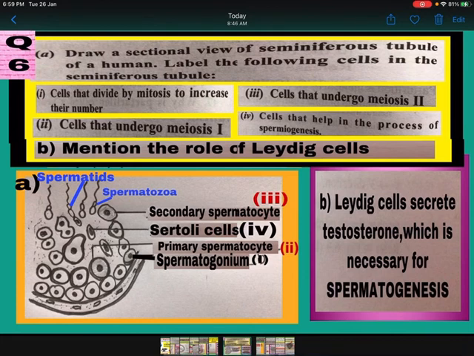Come to part B of the question. Mention the role of Leydig cells. These cells secrete testosterone, help in the process of spermatogenesis, and these cells are present in spaces between seminiferous tubules and they are also called interstitial cells.